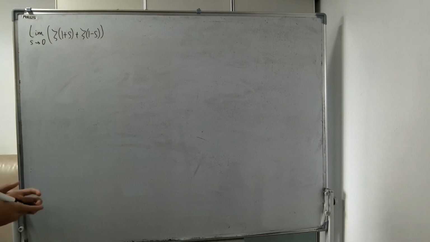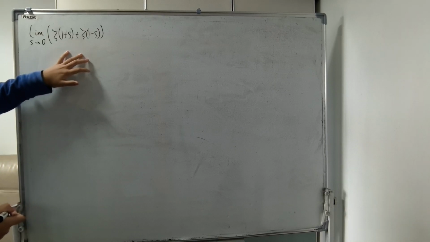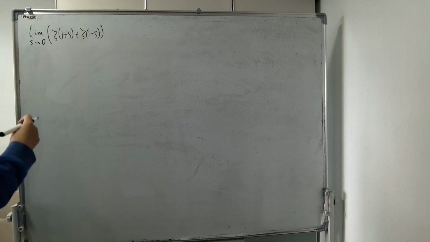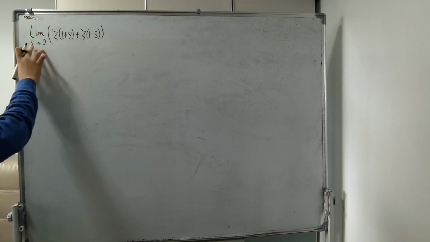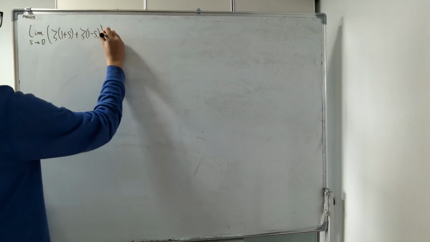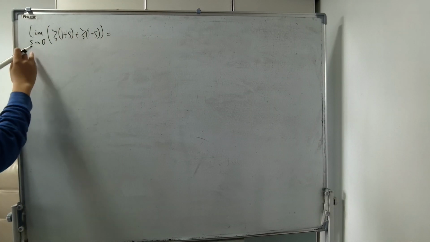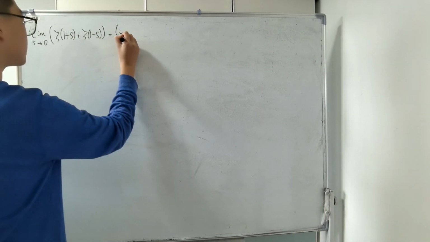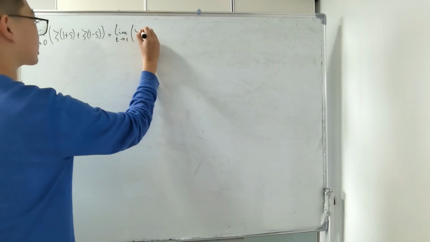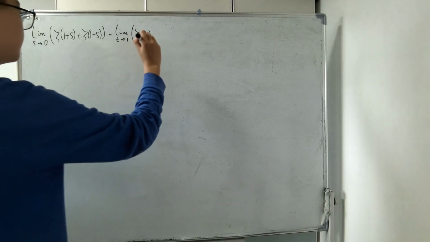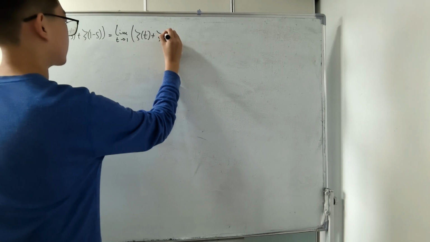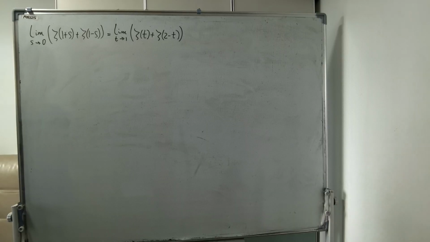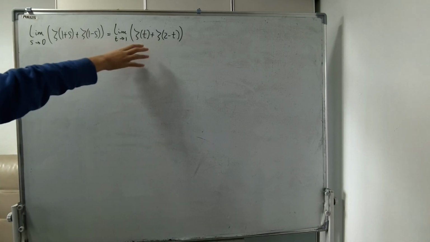First off, we have 2 zetas here. We don't like that. We want to change it into 1 zeta. So what I'm going to do, first of all, is change this s here. I'm going to take some number t is equal to 1 plus s. So this is now the limit as t approaches 1 of the zeta function evaluated at t, plus zeta function of 2 minus t. So this is just if you plug in t is equal to 1 plus s into this, you get this.